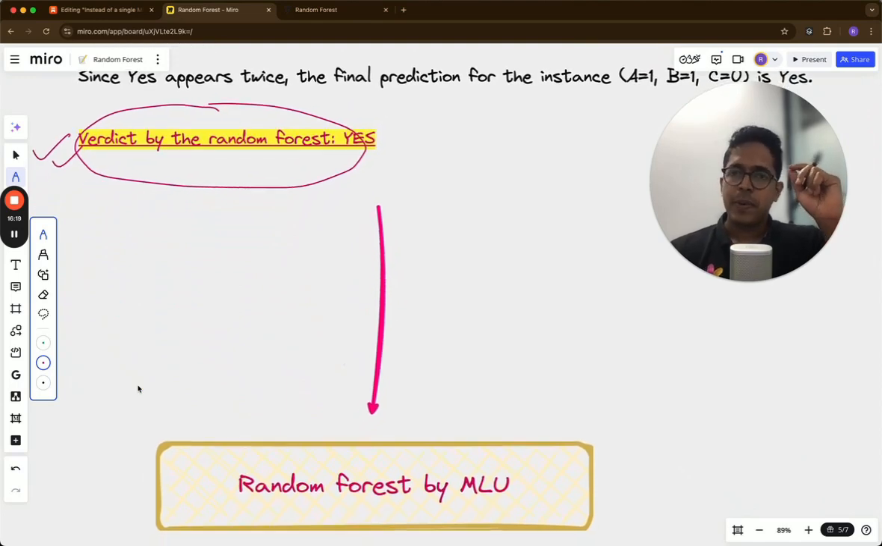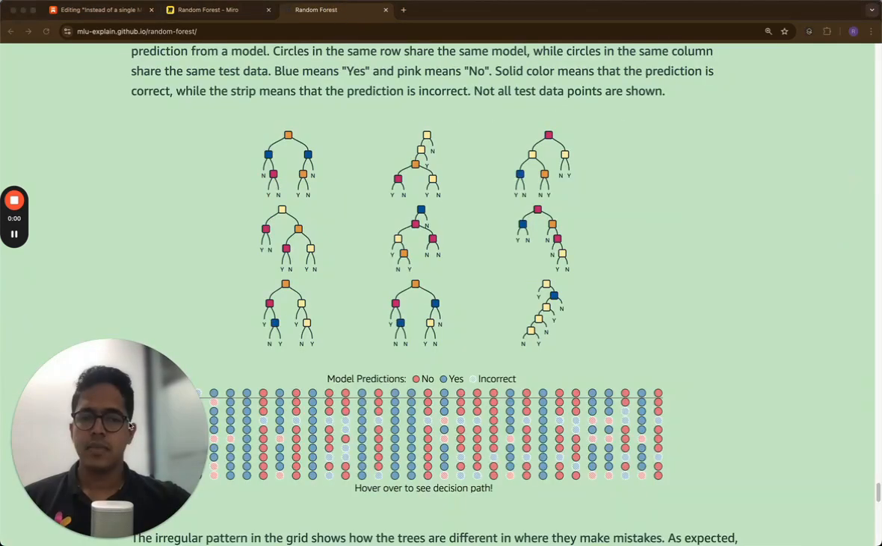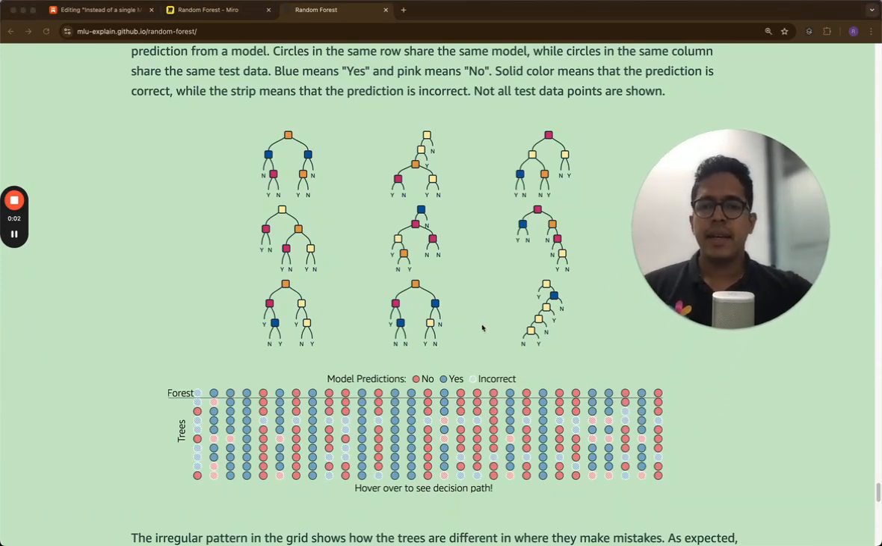I also want to spend a little bit of time with you on this random forest module by MLU. So let's do that. Okay, so now let us see this one section where the model predictions for random forest and model predictions for individual trees are provided. So here you have 9 separate trees in the image, but there are more trees that they use in the module. And here what you see is the predictions made by the trees collectively, okay?